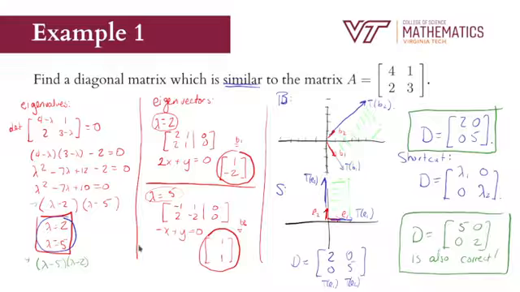Okay. In example 2, we're going to continue to work with this matrix, [4, 1; 2, 3]. And so all of this information is going to be useful in example 2 as well. All right, let's move on.